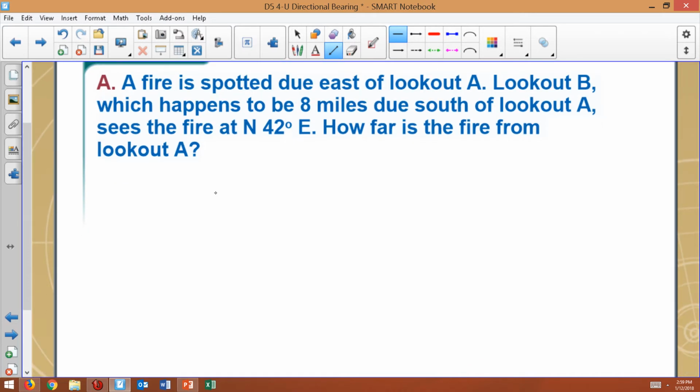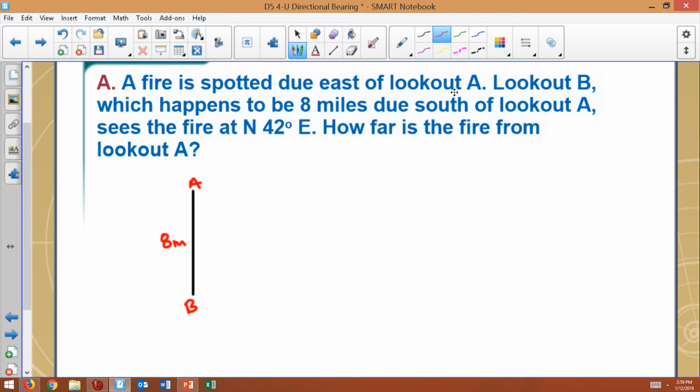Okay, so here's what's happening here. We have two lookouts, and one is north of the other. We'll call this one lookout A. The other is lookout B. It says lookout B happens to be 8 miles due south, so they're 8 miles apart.